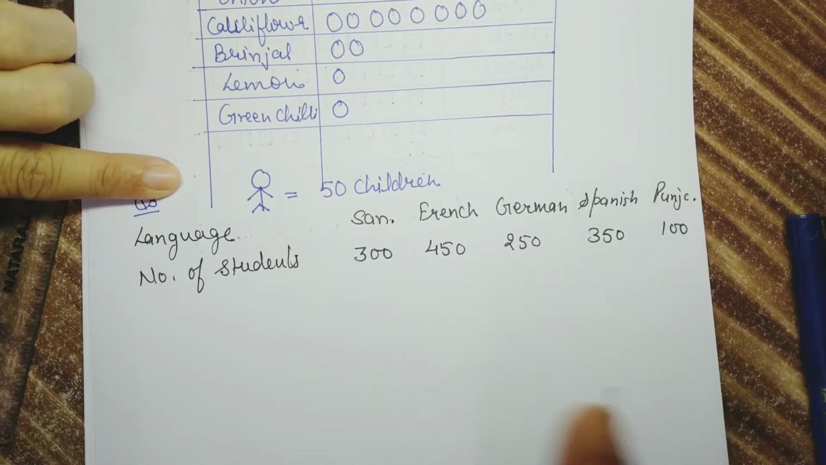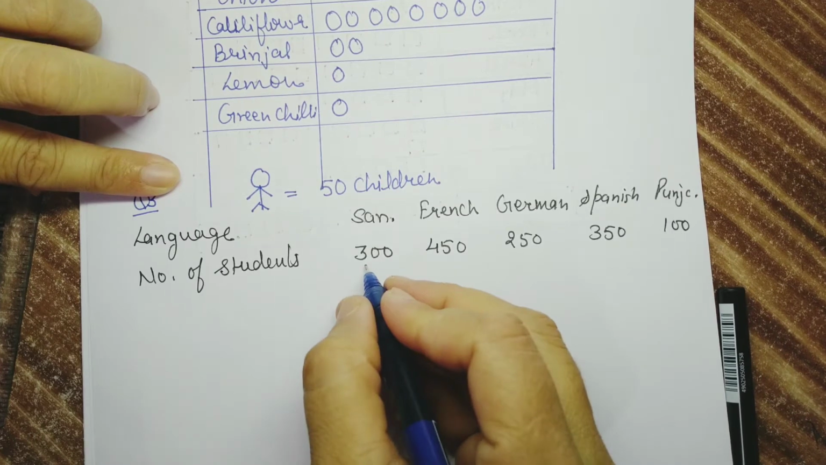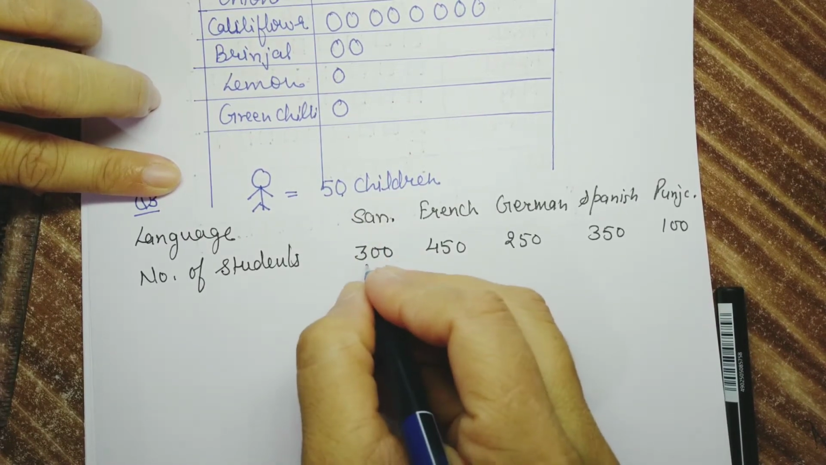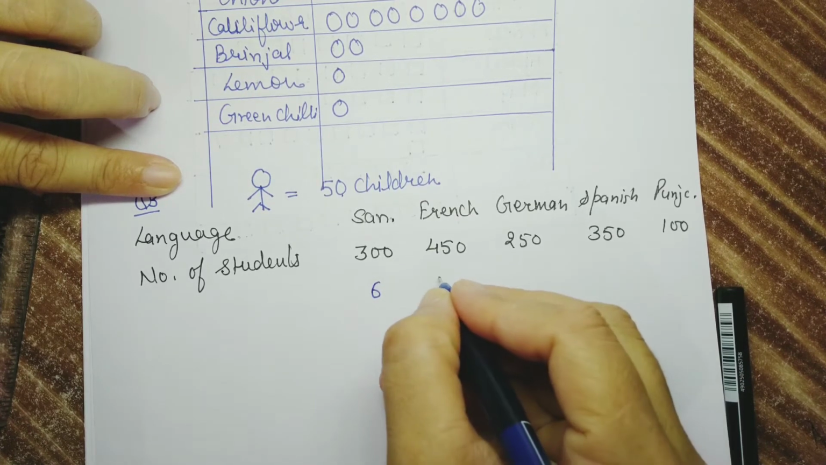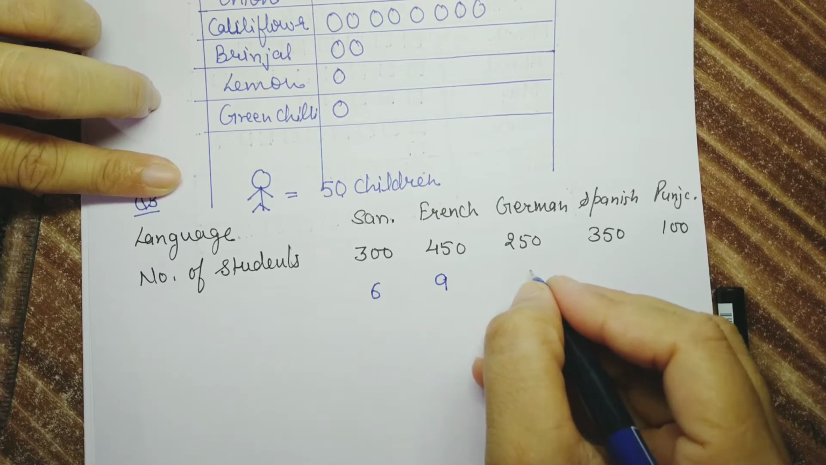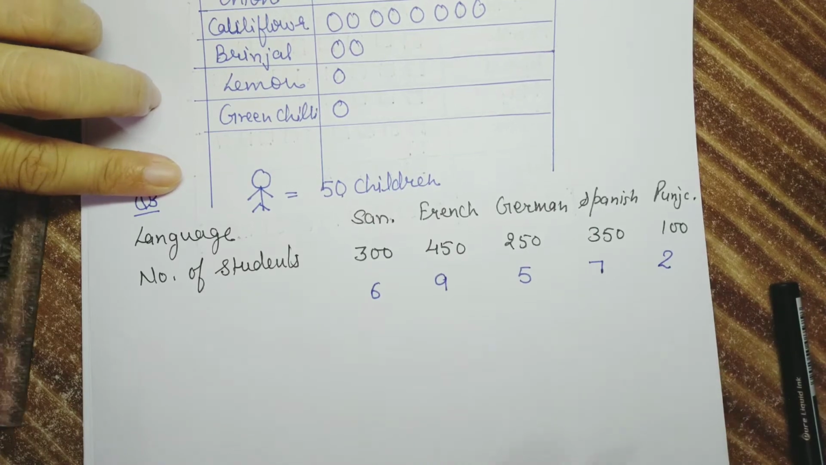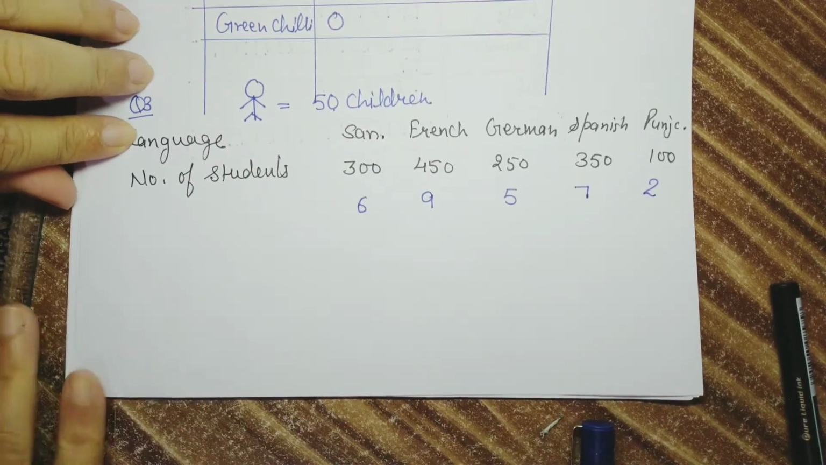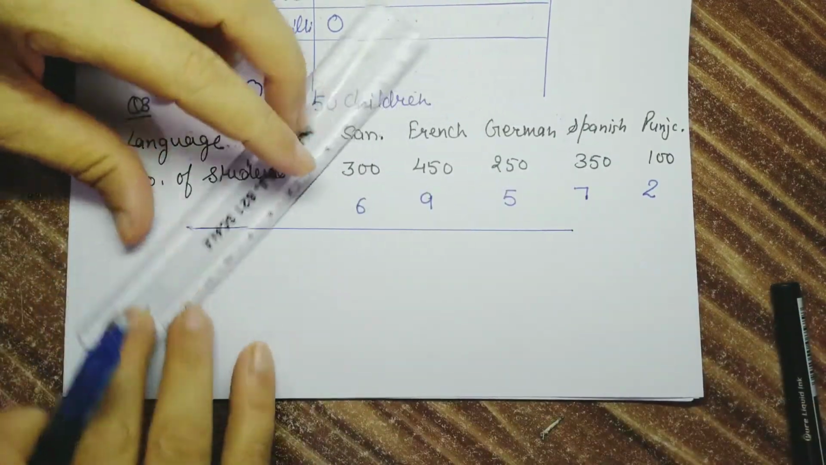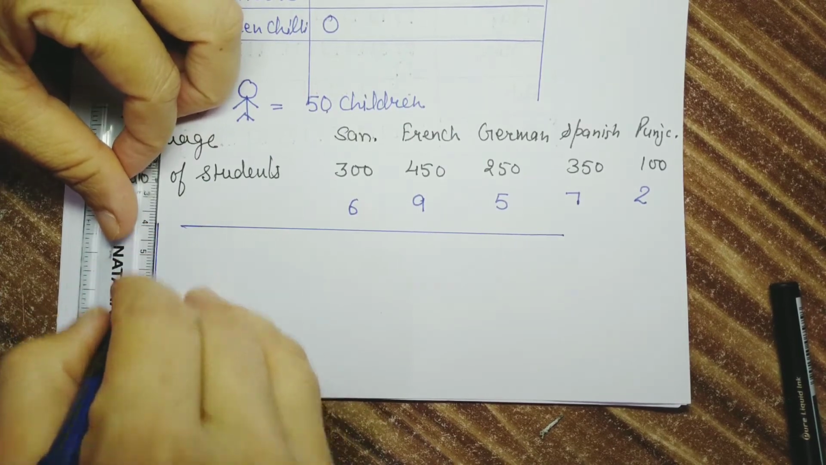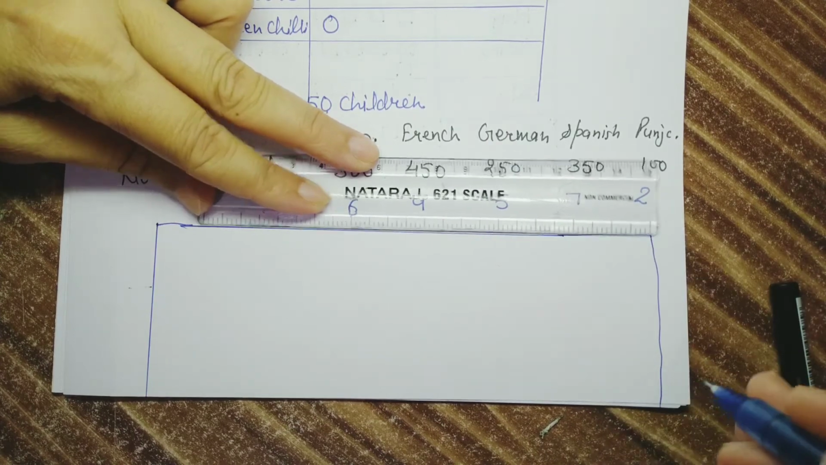So students, as we know, to find the number of pictures that we have to draw, we divide the frequency by the scale. So 300 divided by 50, here we will get 6 pictures. Here 9. 250 divided by 50 is 5, 7 and 2. So this many pictures we have to draw. Now I am going to show how to represent this. This is the format of the pictograph we have drawn.